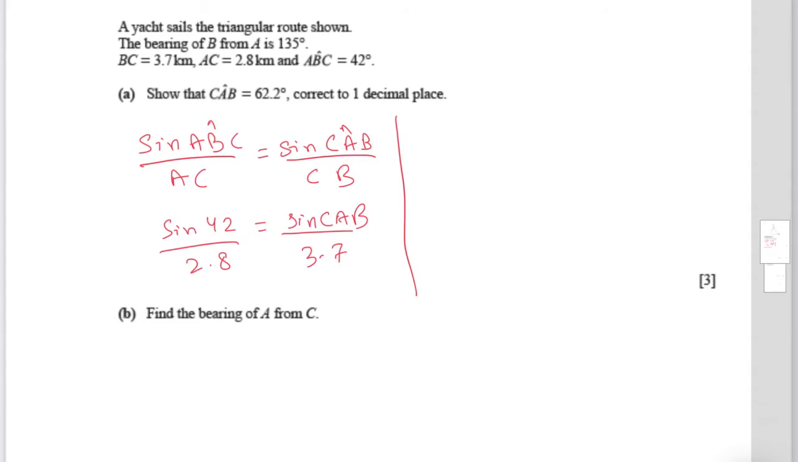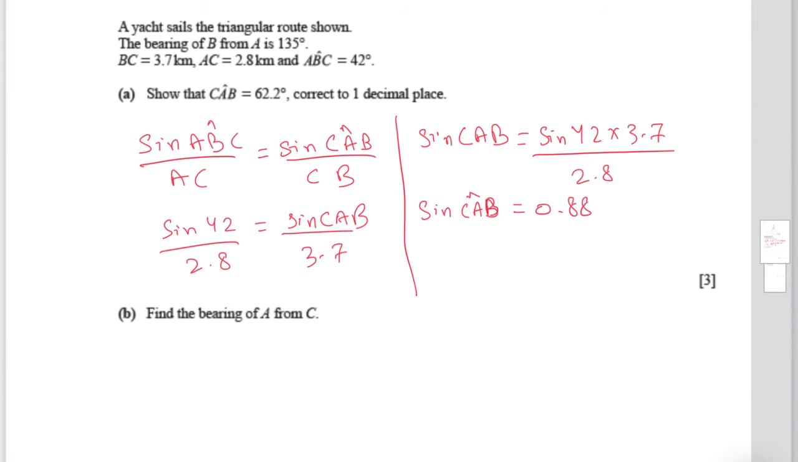Okay, let's solve this at this point. So sine 42 gets multiplied by 3.7 and then gets divided by 2.8. Let's see what we get. So sine CAB, angle CAB. Let's plug this into the calculator. So sine 42 times 3.7 divided by 2.8 gives us 0.8842. So if we do sine inverse of this, sine inverse gives us 62.2 degrees. This is the same as mentioned in the question.